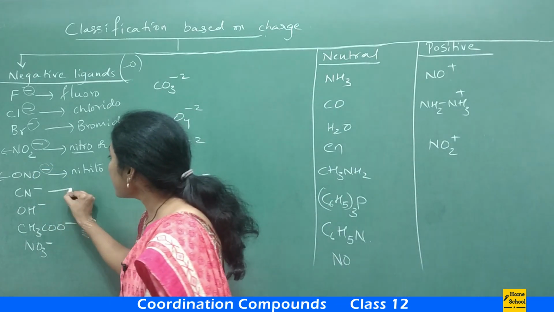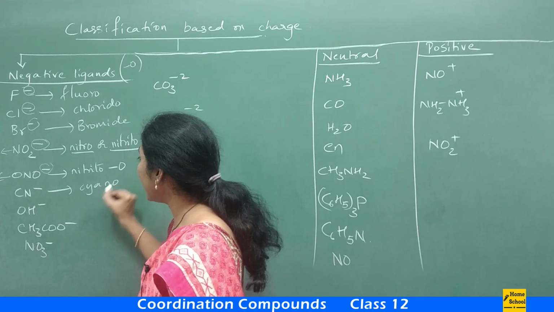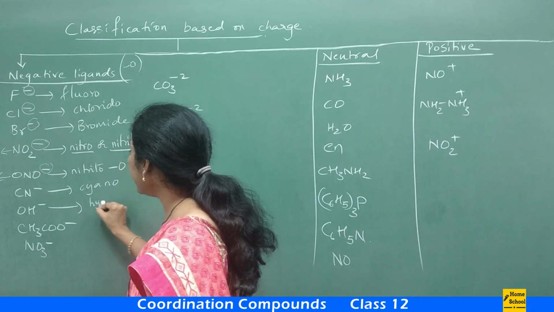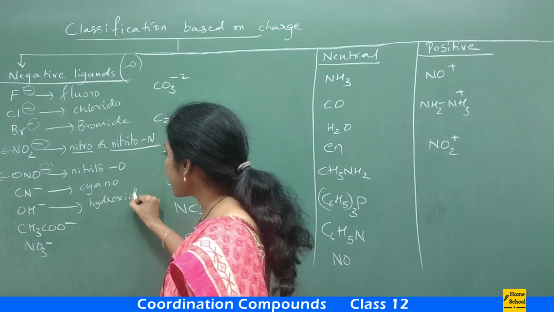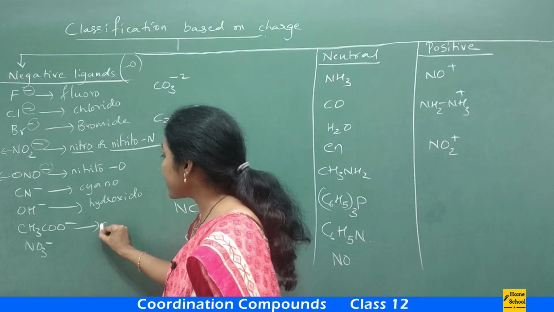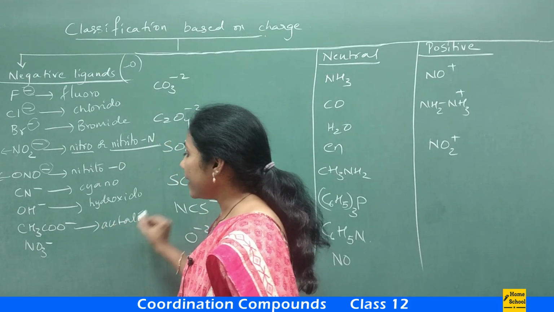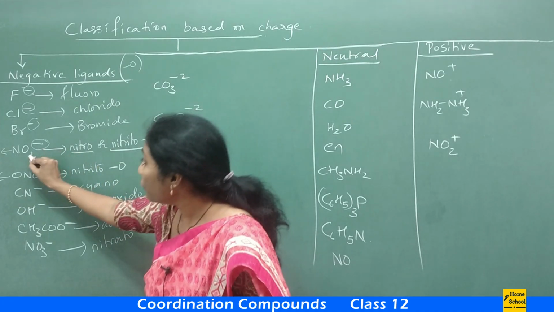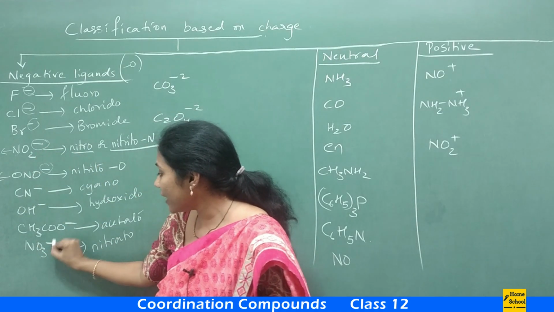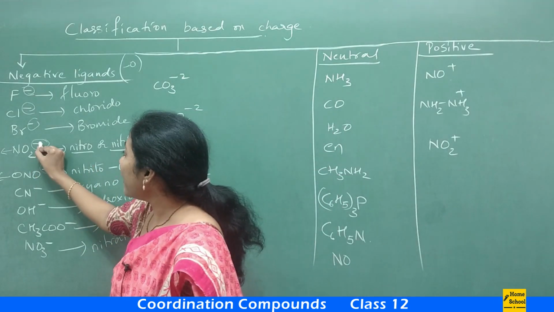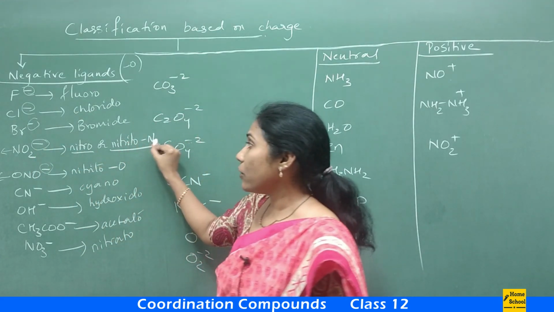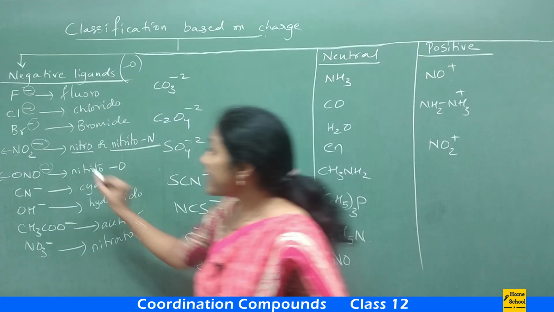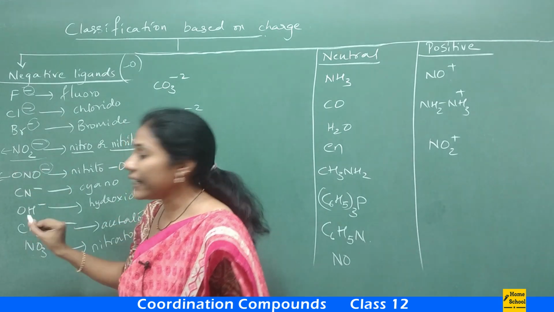Okay, and this is called the cyano ligand, or cyanido also we can say. And OH minus is hydroxido, and CH3COO minus is acetato, and NO3 minus is nitrato. Okay, NO2 minus is different, NO3 minus is different. NO2 minus is nitro or nitrito N, whereas NO3 minus is nitrato. This is an ambidentate ligand, but this is not an ambidentate ligand. Do remember that.